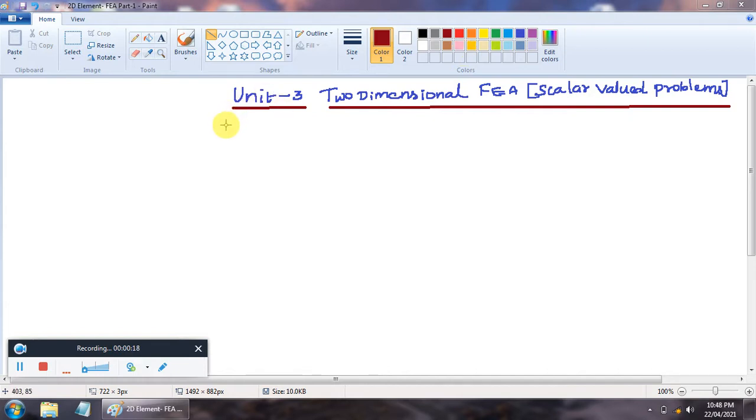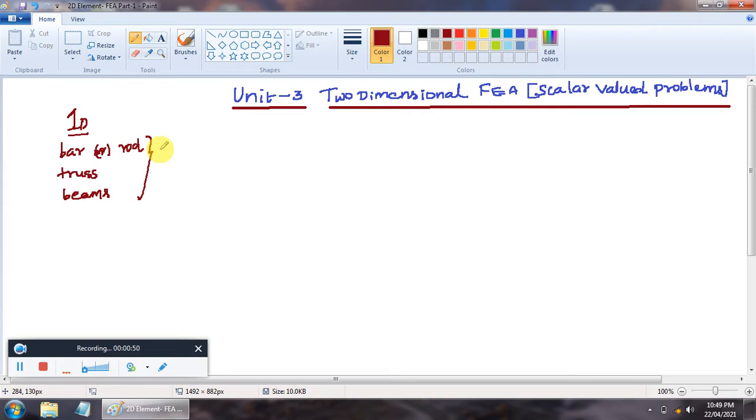In the previous chapter, that is in Unit 2, we would have studied one-dimensional elements like a bar element, a truss element, or a beam element. In one-dimensional, we studied a bar or rod element, truss, then beams. Here you would have done structural analysis, where displacement, the stress induced, all these things you would have found out.